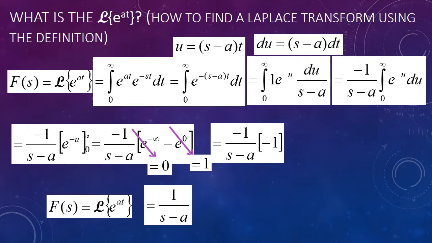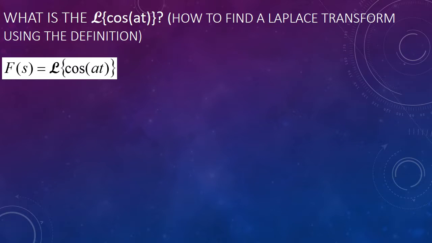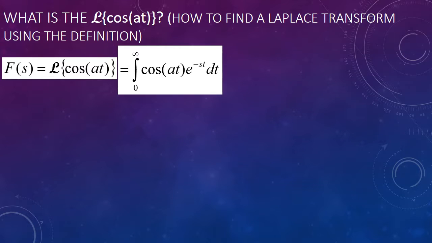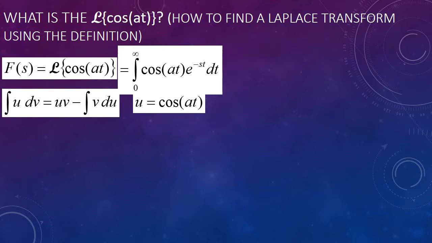So let's try another Laplace transform. Let's try the Laplace transform of cosine of at. Again, I have to apply my definition. Now this integral is a little trickier. I'm going to try a substitution of u, but I have to use a different integration method this time. I want to use integration by parts, and so I have to use the integral of u dv is equal to uv minus the integral of v du.